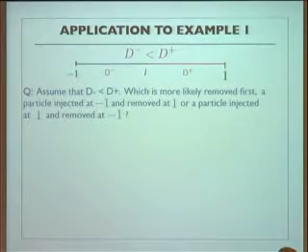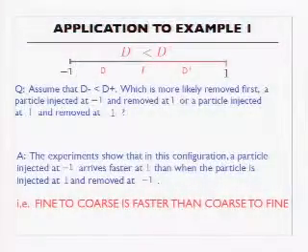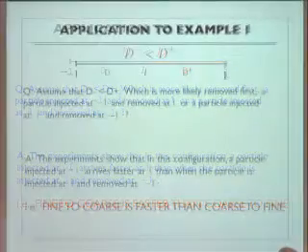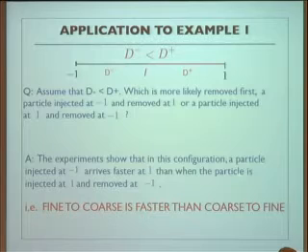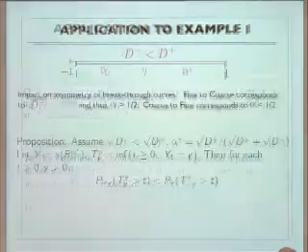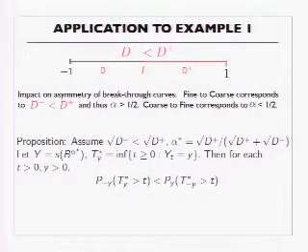Okay. So the answer is that, according to the experiments, if you inject at -1, it will arrive faster at 1 than when it's injected here. So fine to coarse is faster than coarse to fine. And I just want to go through a little bit of the exercises to explain that.